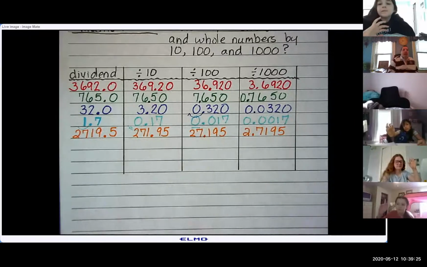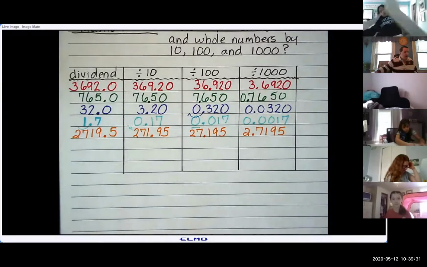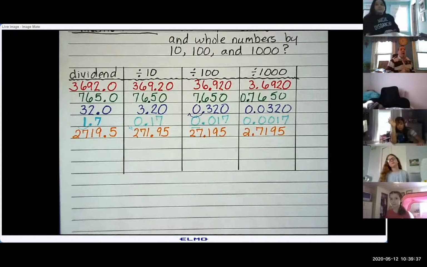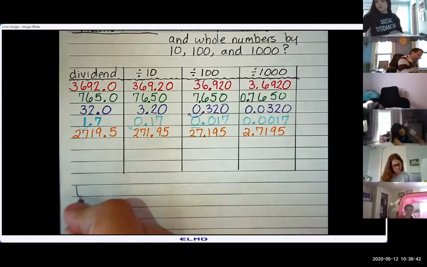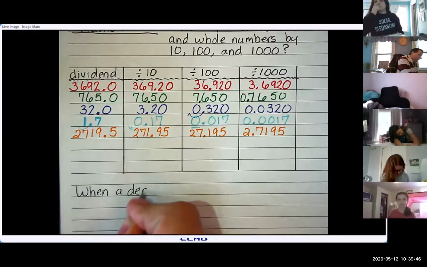If you were explaining to someone how to do this, if you wanted to give them the directions on how to do this, what would you tell them? What do you think? Ari? I would tell them you take the original number and you move it over how many zeros are in the number. Perfect. Let's write that down.